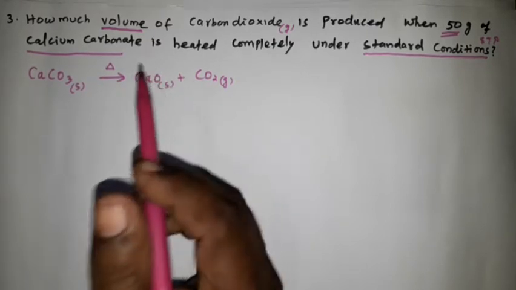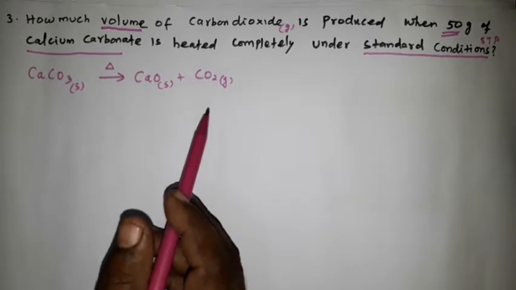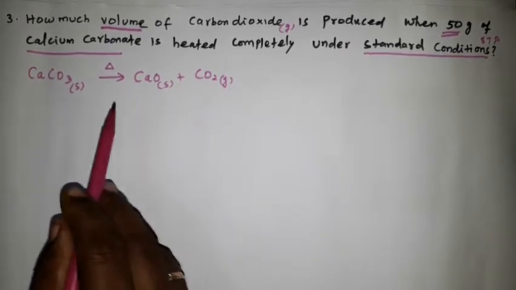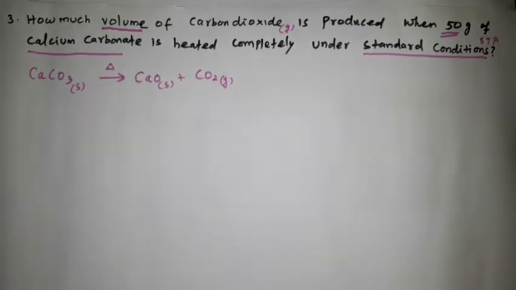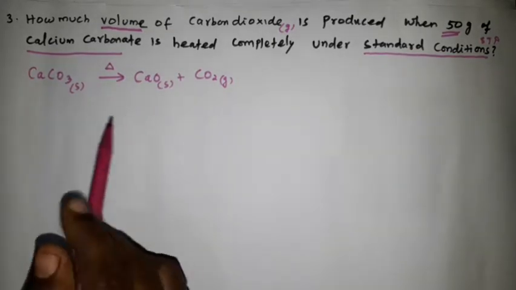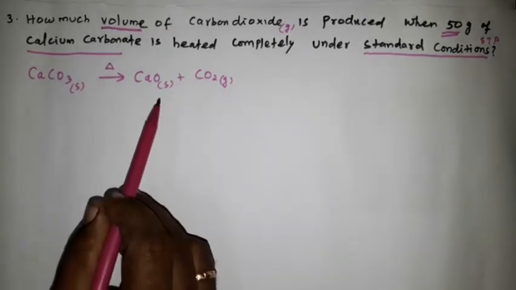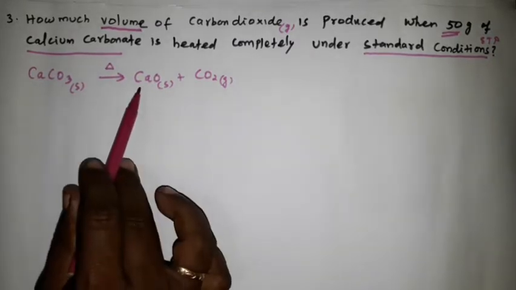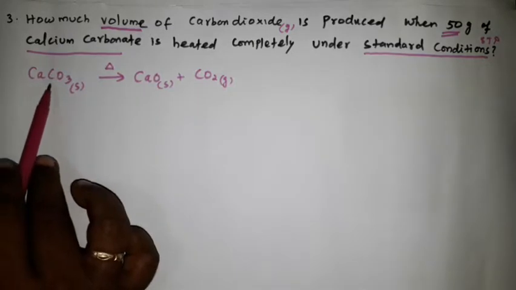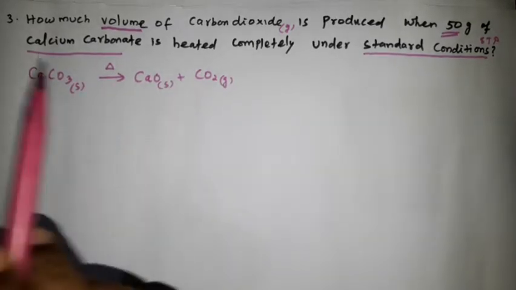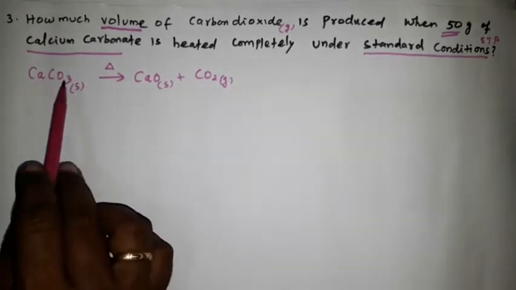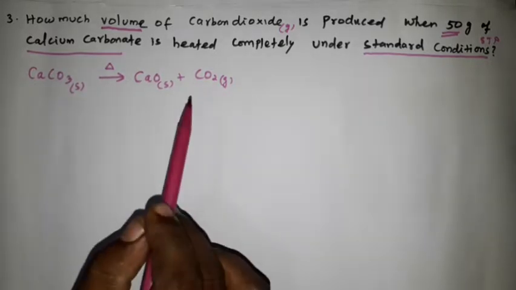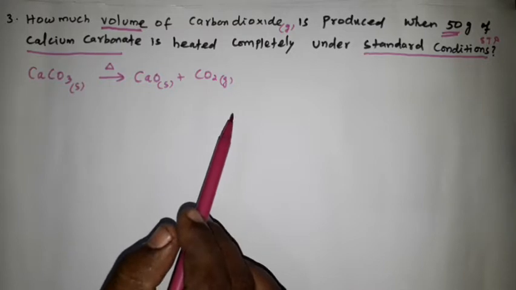To calculate the volume of carbon dioxide, first you should check whether the equation is balanced or not. Here the equation is balanced, so you do not need to add any numbers. One Ca here, one Ca here. One carbon, this side also one carbon. Three oxygens on the reactant side, and on the product side there are also three oxygens. So this equation is balanced.